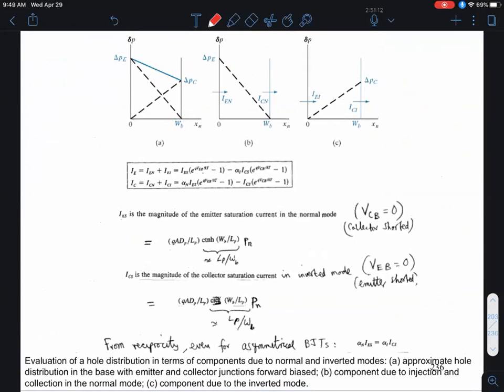Okay, so this is the 0th order treatment of the BJT. This is DC behavior in steady state in the normal active mode of operation. So study this part very, very carefully.